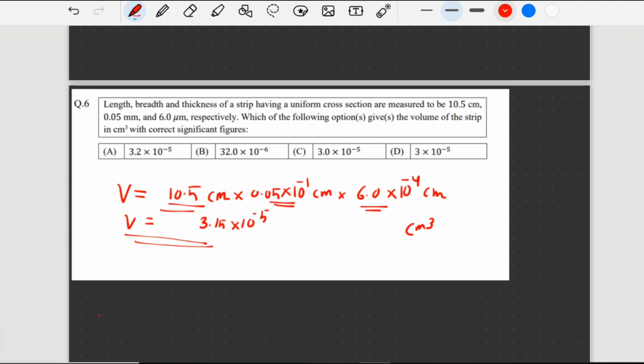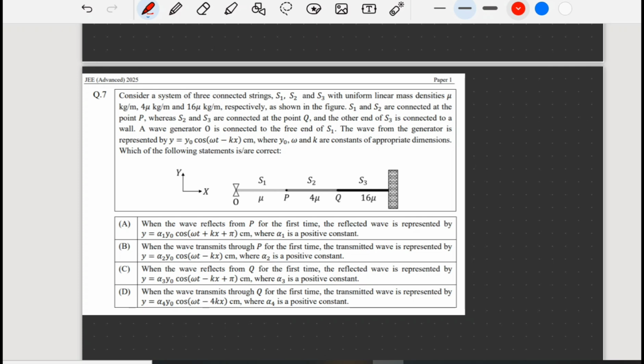So the deciding factor will be the 1 significant figure, the limiting significant figure. This will decide the significant figures for the final result. So I should express the entire result in 1 significant figure. Out of these options, only option D has a 1 significant figure result, that is 3 × 10^-5 cc. So that should be the answer, option number D. Next question is question number 7.